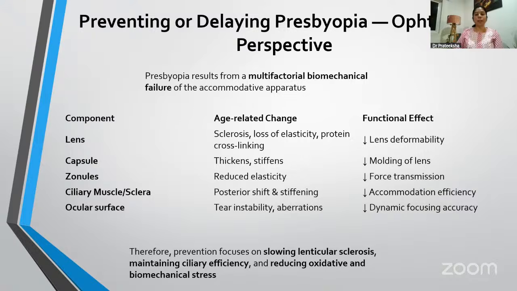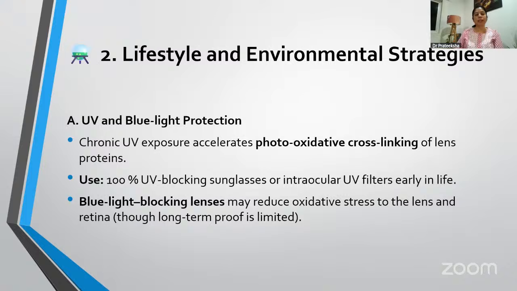Now, how can we prevent or delay presbyopia from an ophthalmological point of view? Presbyopia results from multifactorial biomechanical failure of accommodation. We have already seen the causes: the lens itself gets sclerosed or the capsule gets hardened, the zonules reduce in elasticity, or the ciliary muscle shifts a little posterior and stiffens. Even the ocular surface contributes to early presbyopia, so tear instability and aberrations lead to decreased dynamic focusing accuracy. Therefore, prevention focuses on slowing lenticular changes, maintaining ciliary muscle efficiency, and reducing oxidative and biomechanical stress.